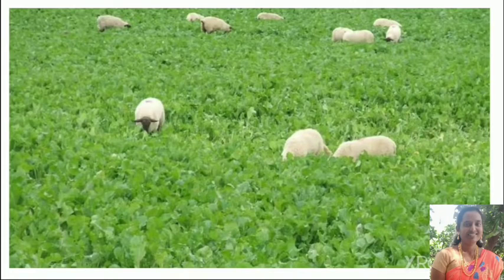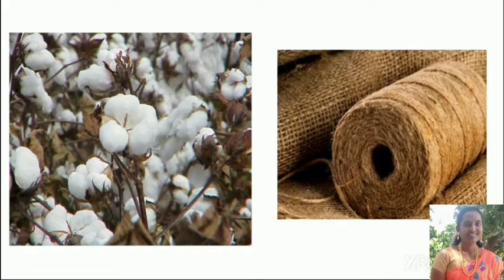The second one is fodder crops. These fodder crops are grown for livestock consumption, that is for the cattle to have their food. Example, sorghum, millets. The third one is fiber crops. Examples of fiber crops are cotton, hemp. These are grown to produce cordage, that is ropes, and are also used in the textile industry.